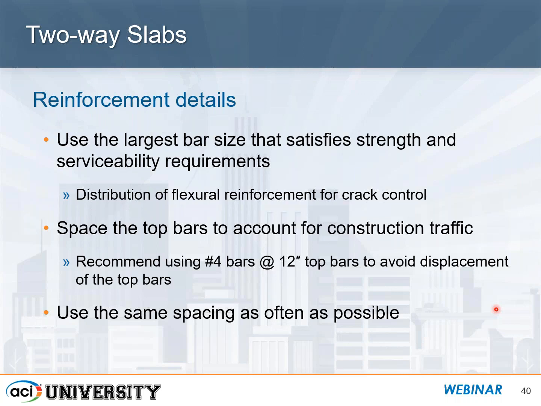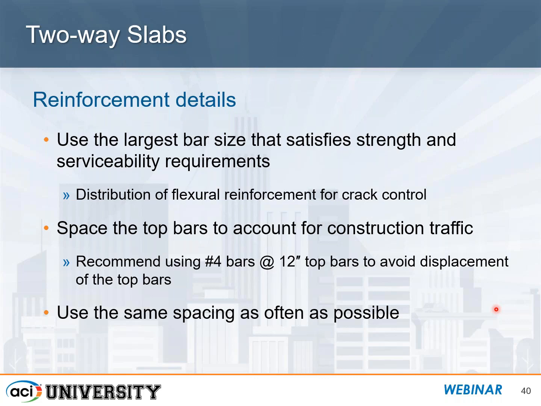So in terms of some constructability details for two-way slabs, again, it's probably best to use the largest bar size that satisfies strength and serviceability requirements. Again, keeping in mind that we don't want to space the bars too far apart to violate any of the crack control provisions in 318.